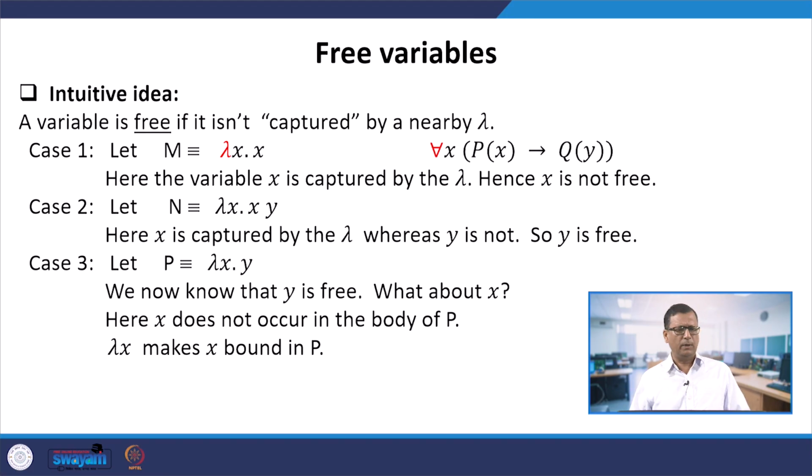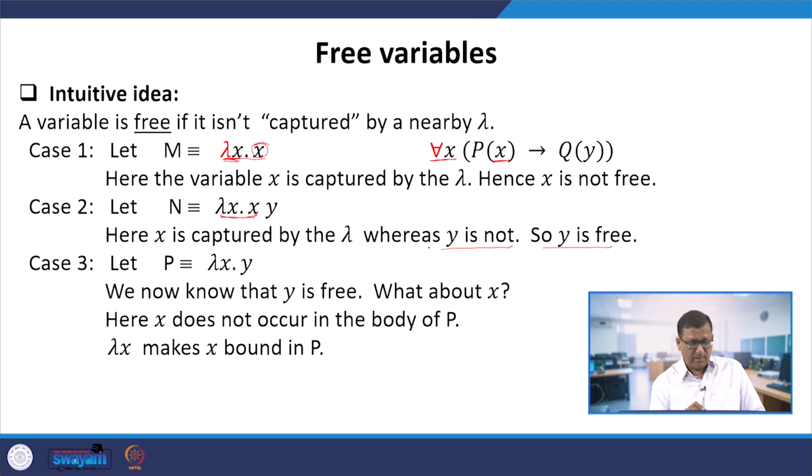Now let us see the intuitive idea of free variables. A variable is free if it isn't captured by a nearby lambda. In that first order logic expression, x was captured by the for all quantifier. The same happens in a lambda term. Here in lambda x dot x, this x is captured by the nearby lambda. So that means x is not free here. Moving on to case 2, you have lambda x dot xy. As before, x is captured by this lambda, but y is not captured by any nearby lambda. Hence here y is free, x is not free.